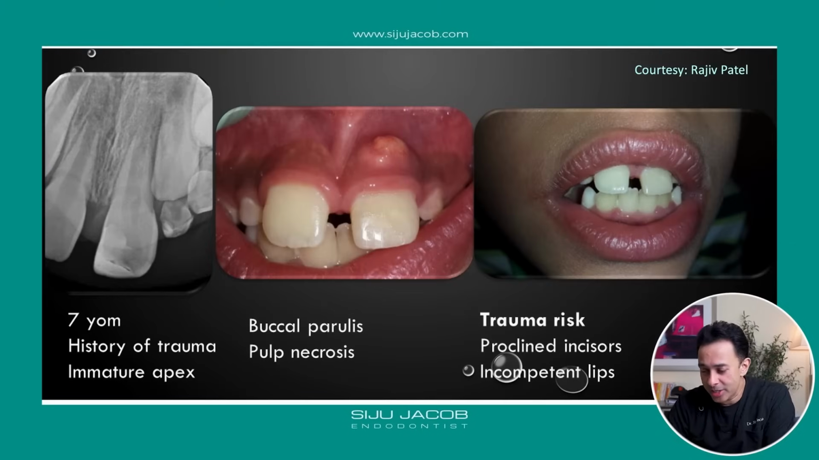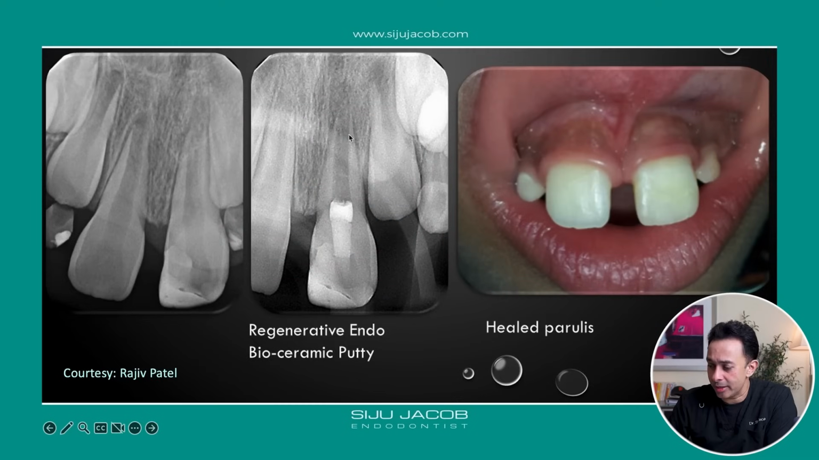And sometimes it works. This is a case by Dr. Rajiv Patel, another friend who's an endodontist. And you can see this is a 7-year-old child. The patient came to his clinic, and you can see there's quite a big swelling labially, filled with pus. So Rajiv drained it, and then he induced bleeding and covered the surface with bioceramic putty, followed by a restoration on top. And then the patient came back, and you can see the sinus tract healed.